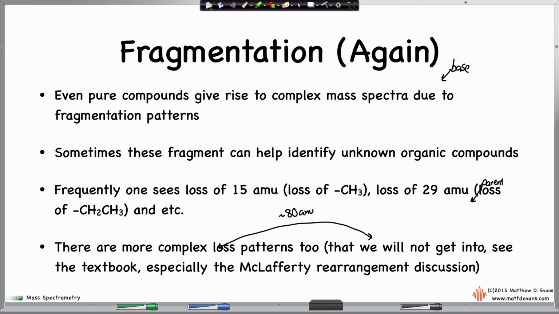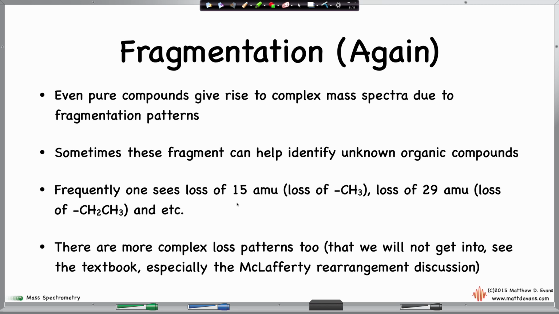All right, so let's talk about fragmentation again. Even pure compounds give rise to complex mass spectra due to fragmentation patterns. So it's not just the parent peak that we see, the smaller fragments. And sometimes we can use these fragments to help identify unknown organic compounds. Sometimes, and I do mean sometimes. Other times it's not so useful. I think when it comes to our unknown determinations, I don't think we're going to really look too closely at the fragments and the patterns. I think NMR spectroscopy is going to be much more important for that. So we're really going to use it for formula mass. But let me just mention a few things about fragments.